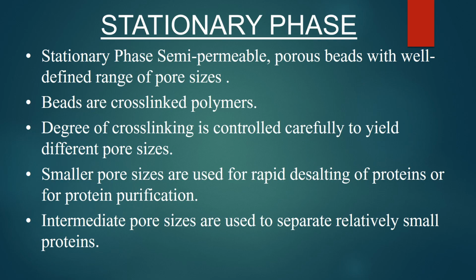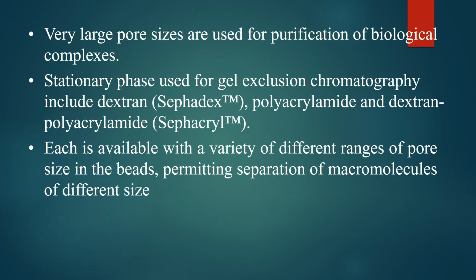Stationary phase. Stationary phase: semi-permeable porous beads with a well-defined range of pore sizes. Beads are cross-linked polymers. Degree of cross-linking is controlled carefully to yield different pore sizes. Small pore sizes are used for rapid desalting of proteins or for protein purification. Intermediate pore sizes are used to separate relatively small proteins. Very large pore sizes are used for purification of biological complexes.